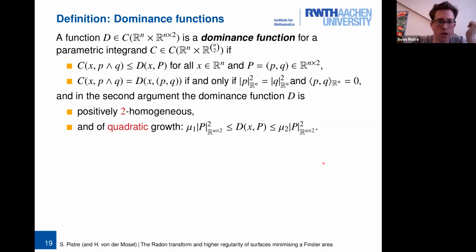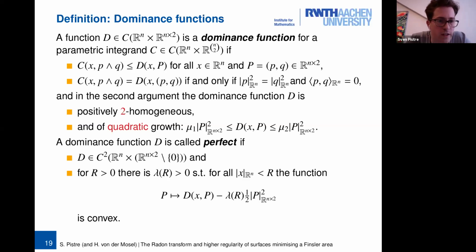So you have this dominance function, which majorizes the Cartan functional and is equal on the set of points which fulfill this conformality relation on the right. Further, you want the dominance function to be positively 2 homogeneous and of quadratic growth. Earlier the Cartan function was 1 homogeneous and of linear growth, and this now has that property. A dominance function is called perfect if it's higher differentiable, at least outside of the zero matrix. Sorry, I didn't say this: it is now a function of n by 2 matrices as opposed to bivectors, so a bigger space.